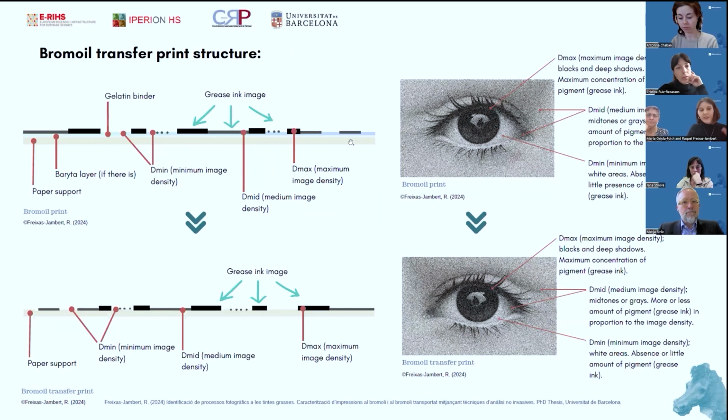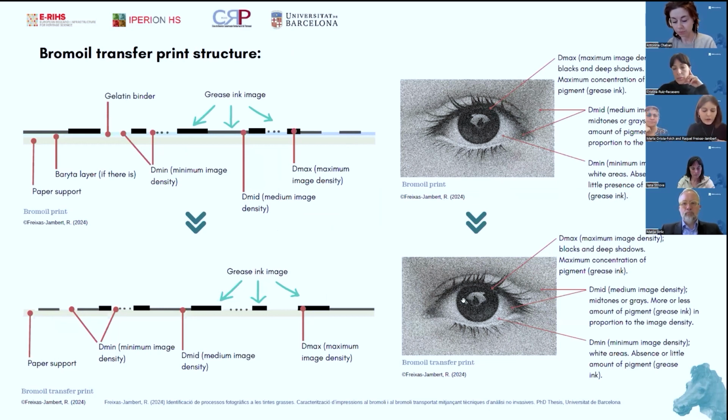Okay, then this change of support due to the transfer of the greasy ink onto a new paper completely changes the structure of the work. The only thing that remains more or less the same is the material forming the image, which in this case rests directly on the fibers of the paper. During the transfer, the image is also inverted, as you can see here.